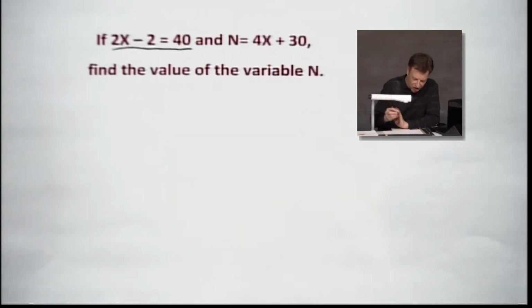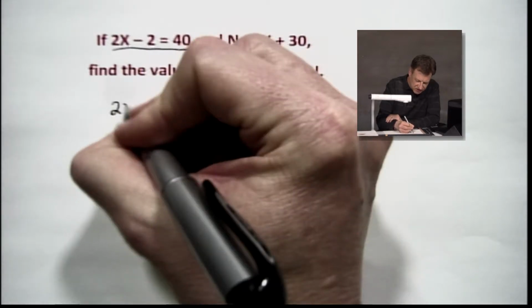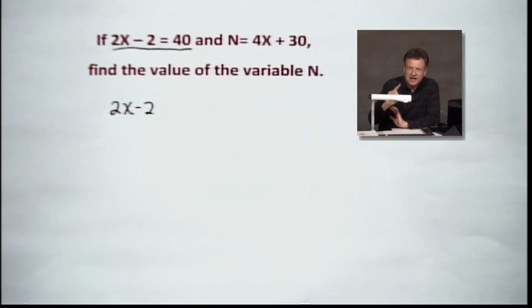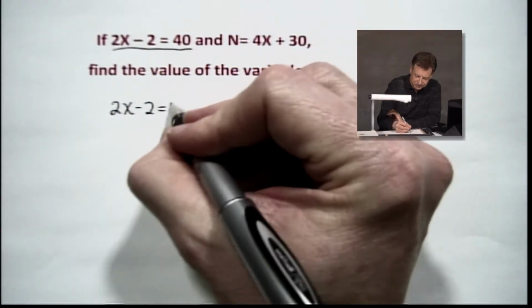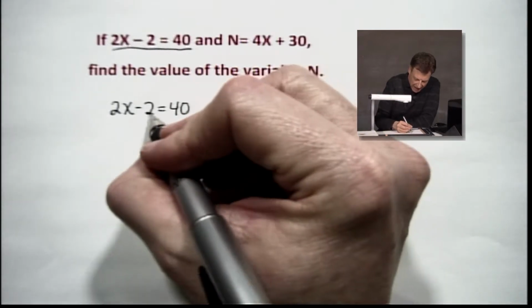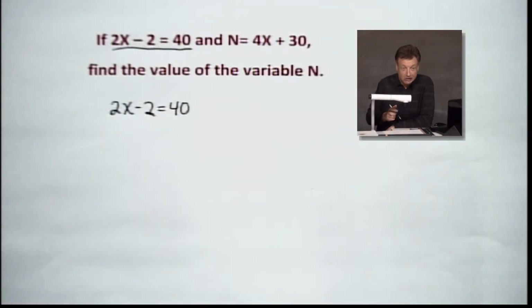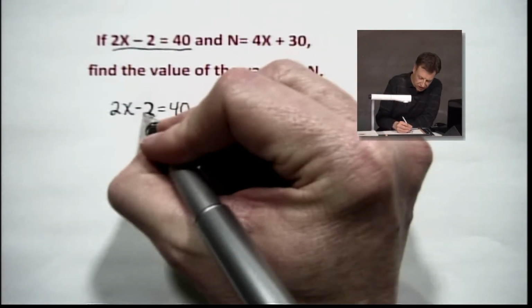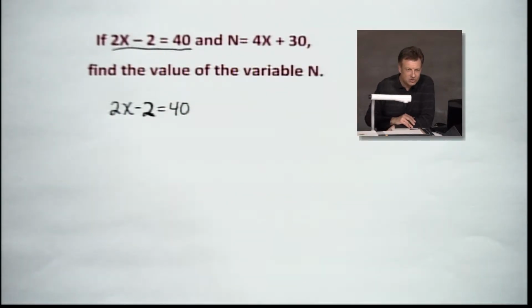So let's take a look at the first part of this problem. It says 2x minus 2 equaling our 40. That's a given. That's where we start. We play with that. Now, that's pretty straightforward. I think it is. So let's see what we do with those. Oh, 2, 2, there's a 40 waiting for us, though.